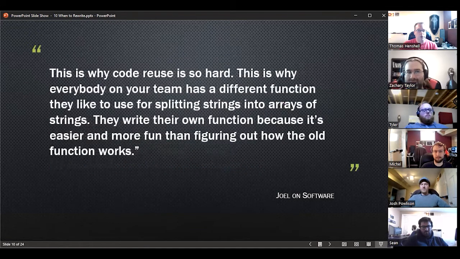Okay, so this is why code reuse is so hard. This is why everybody on your team has a different function they like to use for splitting strings into arrays of strings. Insert whatever example you would like. They write their own function because it's easier and more fun than figuring out how the old function works. This is why you end up with, hopefully not, but multiple methods in the utility class that are doing exactly the same thing, because A, I didn't look for yours, or B, I saw yours and I don't understand it. So I just made my own little one and off I went, right?